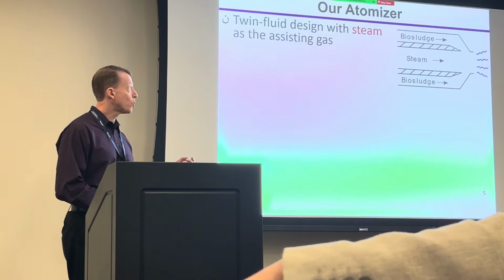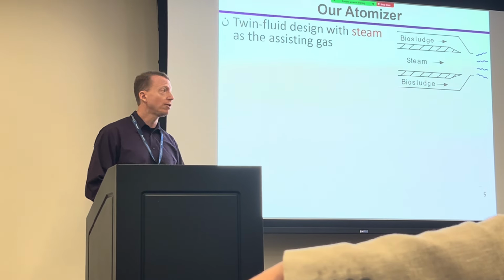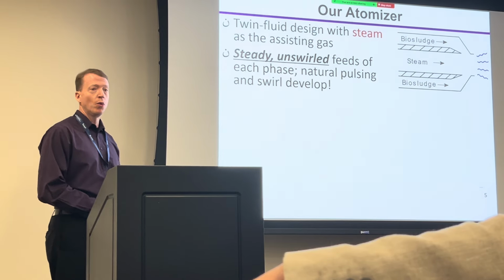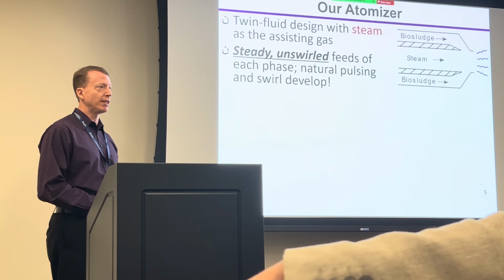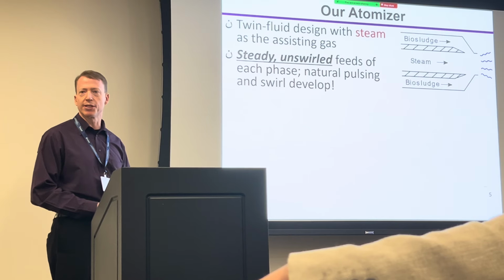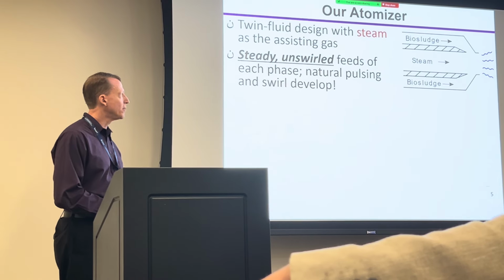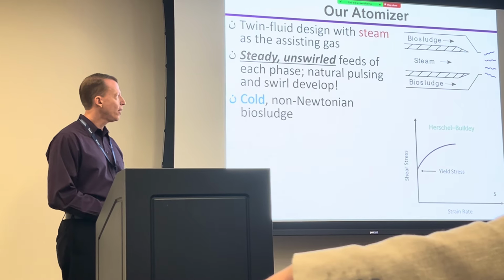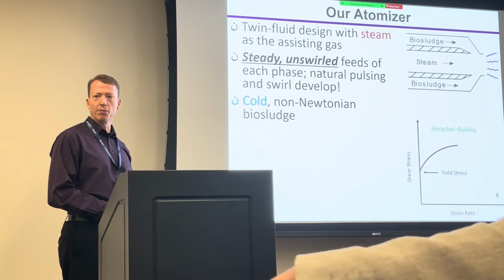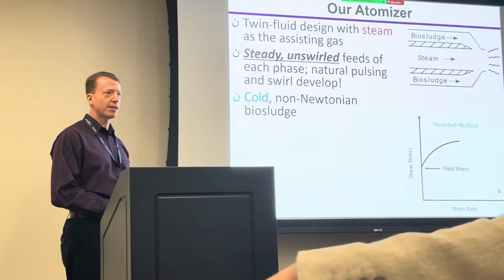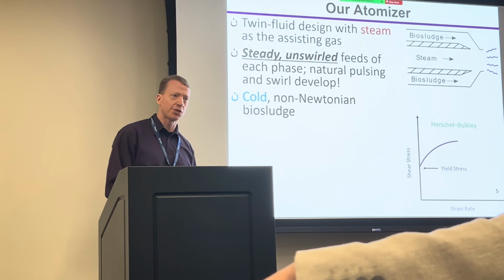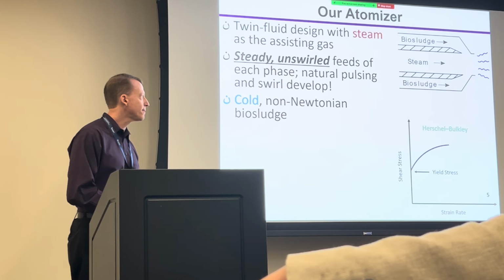So our atomizer is a twin fluid with steam as the assisting flow, moving along the center with biosludge around the outside. We have steady, unswirled feeds, but inherently there is going to be unsteadiness and swirl resulting from this. I will not be discussing that much today. We have a cold non-Newtonian biosludge with a Herschel-Bulkley model, where beyond a yield stress the material will flow, and then during that flowing, as the shear increases, the viscosity decreases.